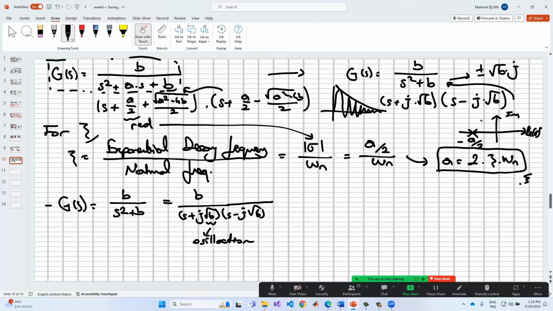And so this oscillation directly represents our natural frequency, which means that omega n is equal to the square root of b, or omega n square is equal to b. Because it's the oscillation part of the s plane, we can define the natural frequency based on the imaginary axis, which is given in here. It only contains the energy of the oscillation frequency. This comes from the definition of these terms.